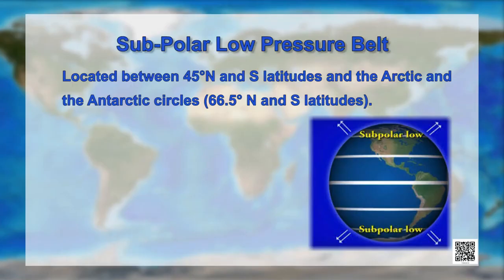Now the third belt is the subpolar low pressure belt. It is located between 45° north and south latitudes and the Arctic and the Antarctic circles.